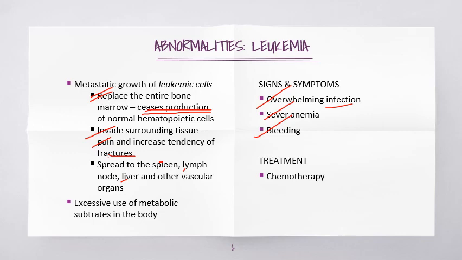Another thing is that they may excessively use metabolic substrates because they are very rapidly developing. All of your amino acids, all of your glucose, everything is being fed to the malignant process. So usually, that's why the patient looks emaciated. They're very thin, they have very poor appetite. Sometimes that's what kills them. But most of the leukemic patients actually die from infection if not treated properly. So the main mode of treatment here is chemotherapy.